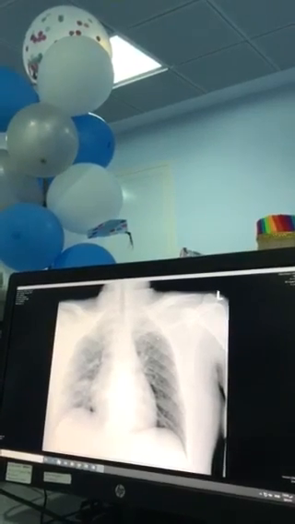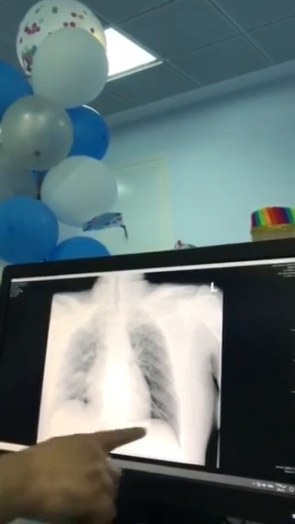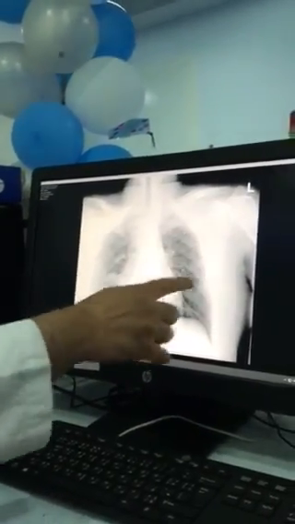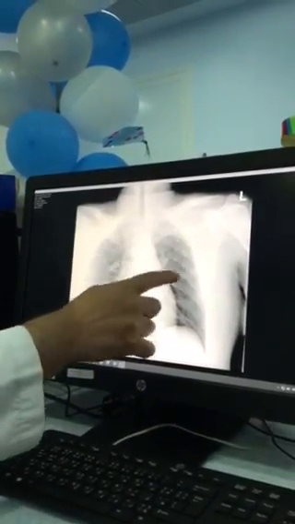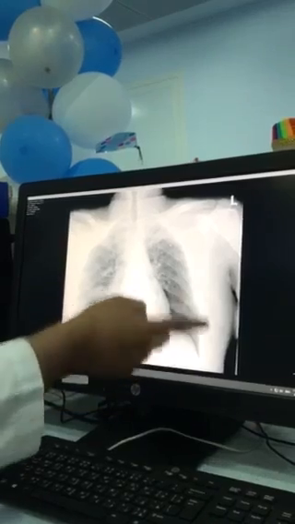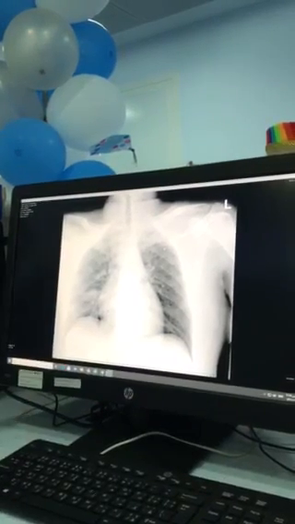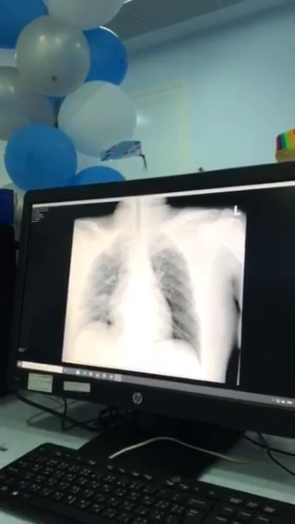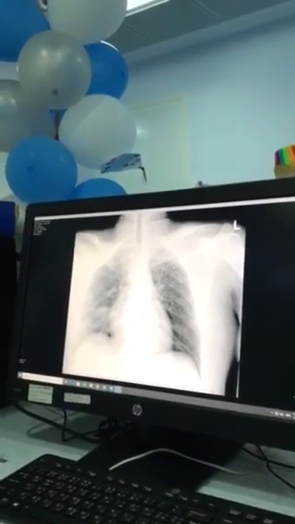COPD. COPD patients, you will see hyperinflation. You will see the flat diaphragm. If you count the ribs, you will see more than 8. Here's 1, 2, 3, 4, 5, 6. If you see more than 8, that means the chest is hyperinflated. This is emphysema. This is COPD, chronic obstructive pulmonary disease.